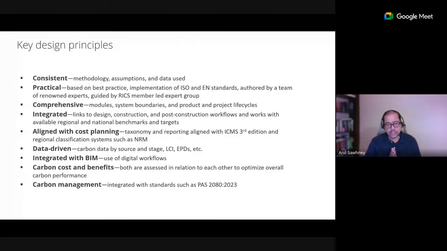Because you want to make your decisions to optimize overall carbon performance, you have to be able to do the trade-off between cost and benefits. What does that mean? It basically means through WLCA, let's assume you have an office building in which you have to make a decision between a highly efficient window, which is slightly higher in cost, versus a standard window, which is lower in cost.